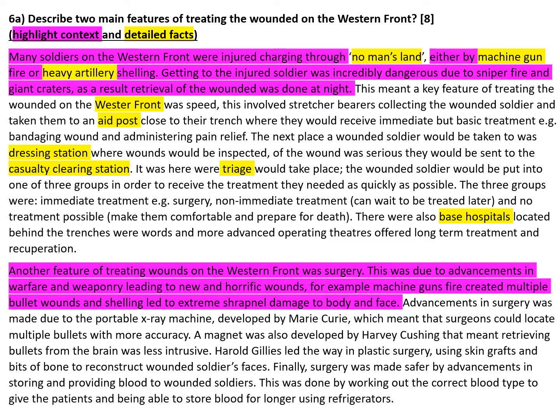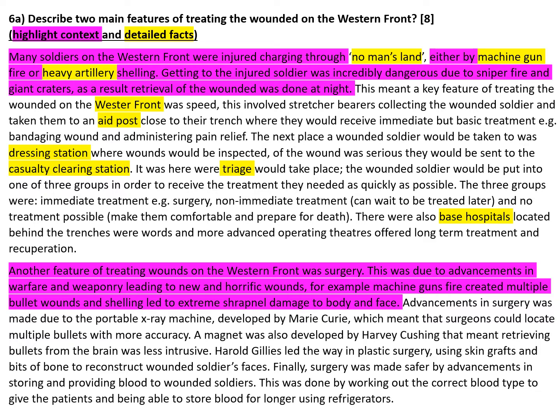Here's me giving examples. Advancements in surgery were made due to the portable X-ray machine developed by Marie Curie, which meant that surgeons could locate multiple bullets with more accuracy. A magnet was also developed by Harvey Cushing that meant retrieving bullets from the brain was less intrusive. Harold Gillies led the way in plastic surgery, using skin grafts and bits of bone to reconstruct wounded soldiers' faces. And finally, surgery was made safer by advancements in storing and providing blood to wounded soldiers. This was done by working out the correct blood type to give the patients and being able to store blood for longer using refrigerators. So that's easy.